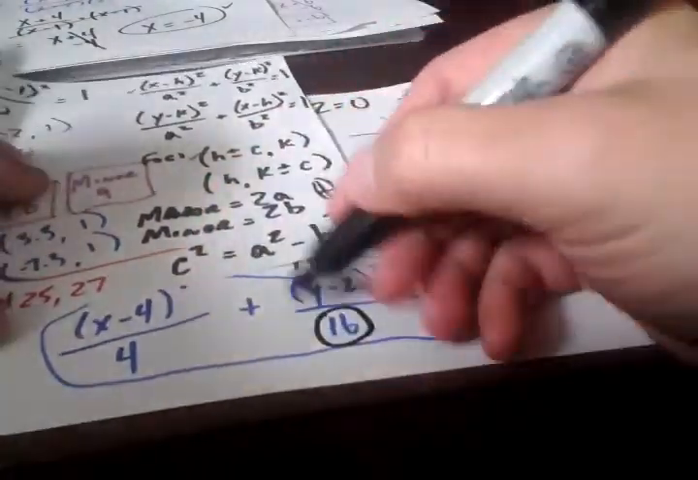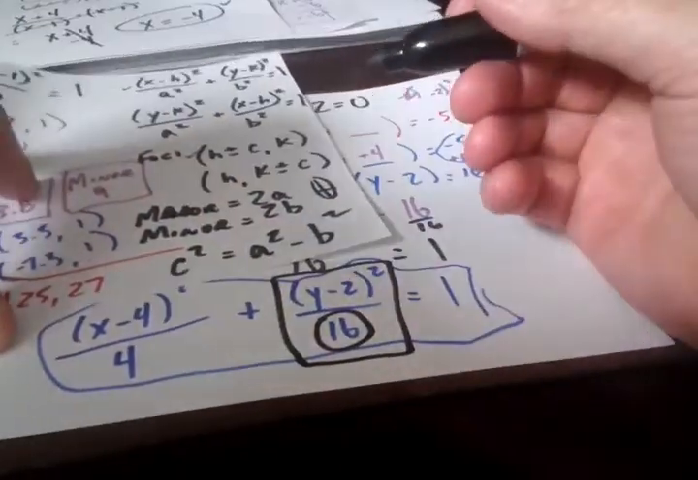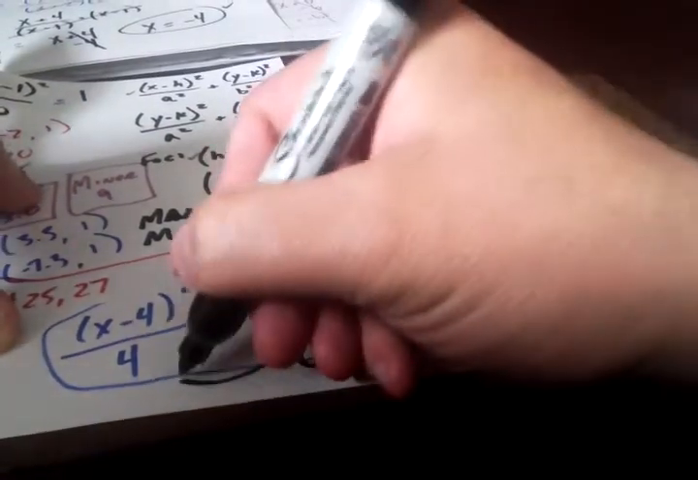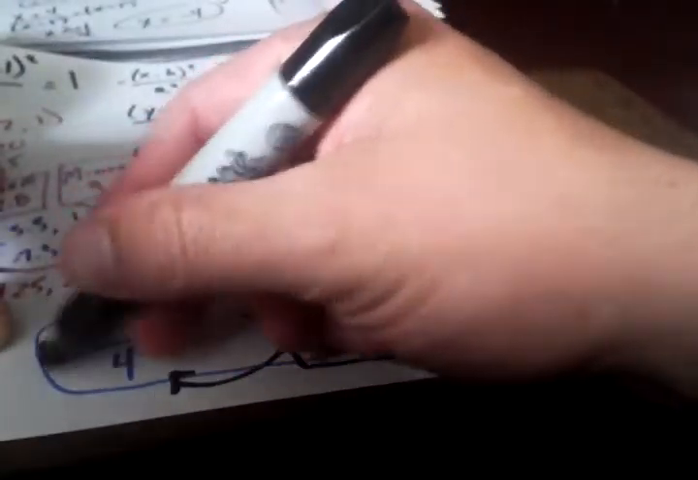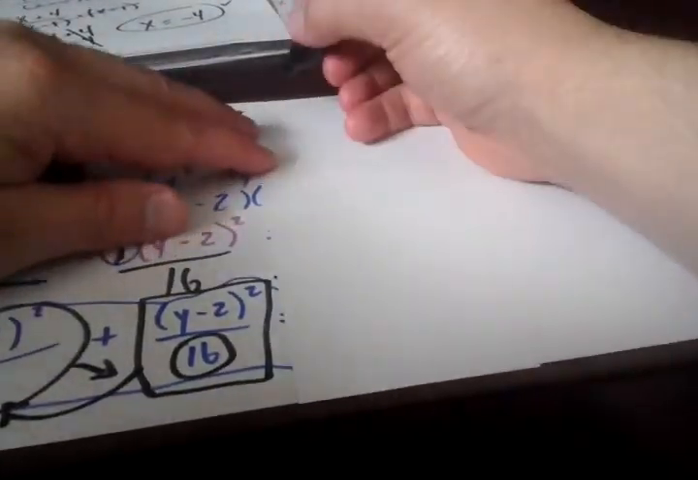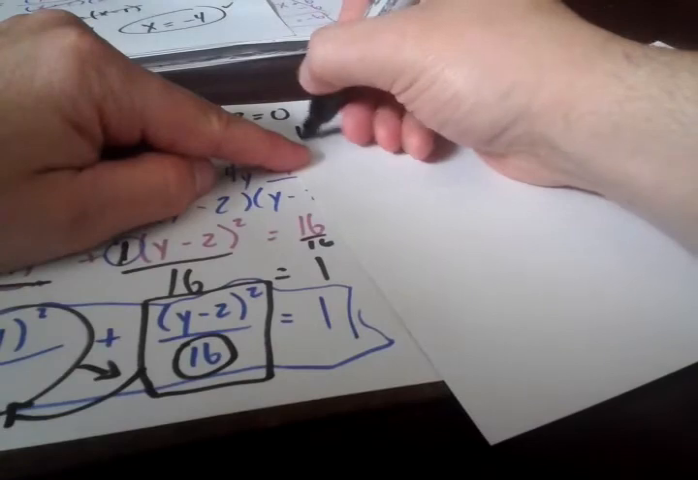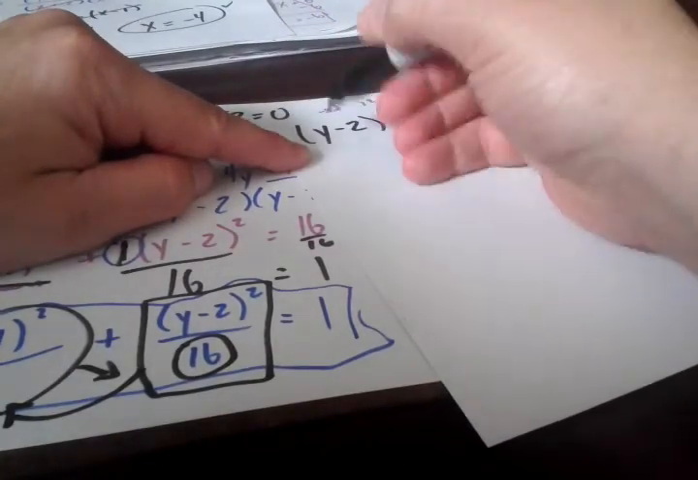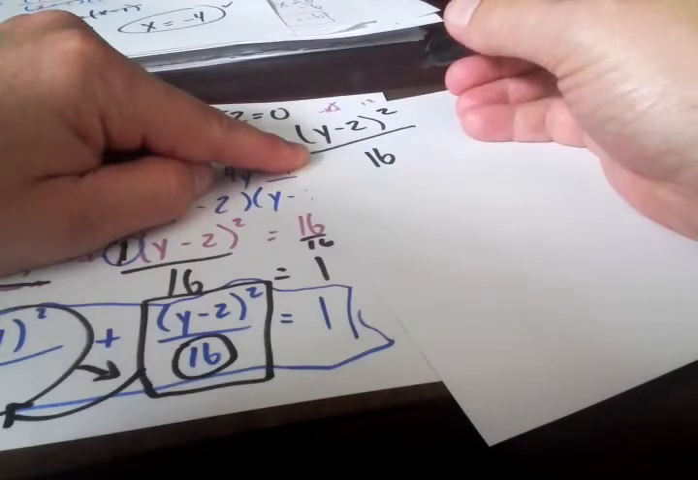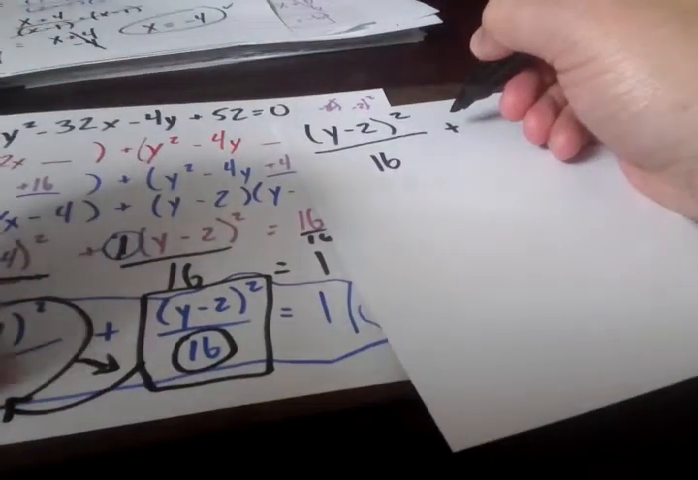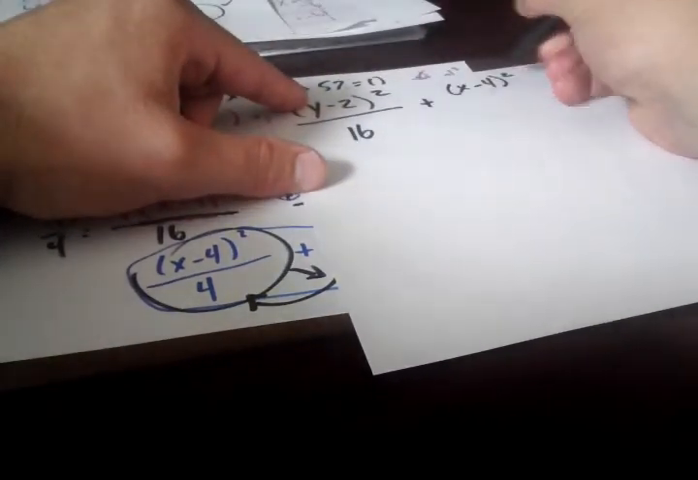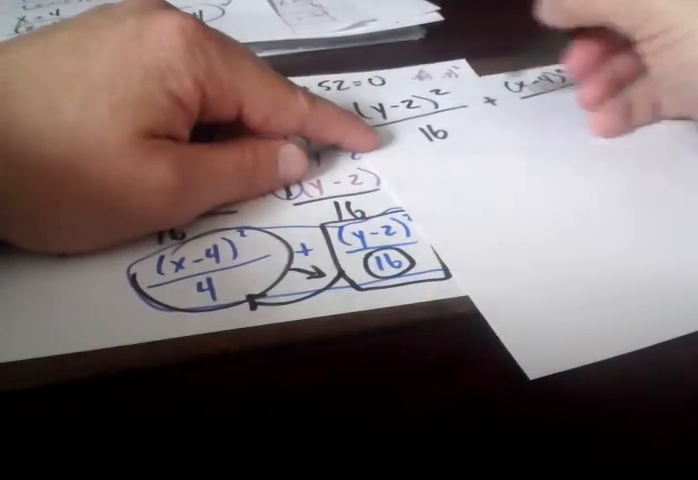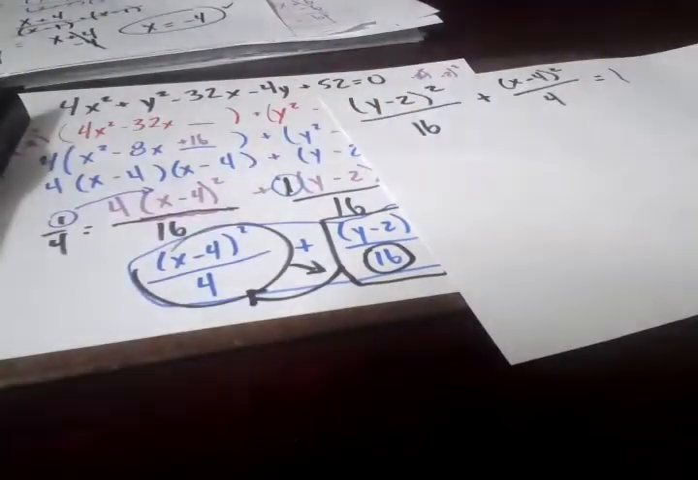16 is bigger than 4, so this is a vertical ellipse. We need to move this one forward, and we need to move this one to the back because that has to be the b squared. So I'm going to bring in a new sheet of paper and write this equation again. I'm going to write y minus 2 squared over 16, plus, and now the x part behind it, x minus 4 squared over 4, and that's equal to 1.